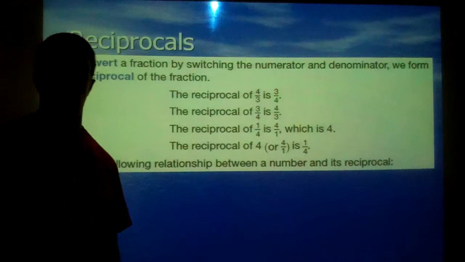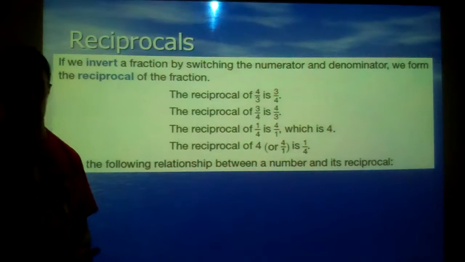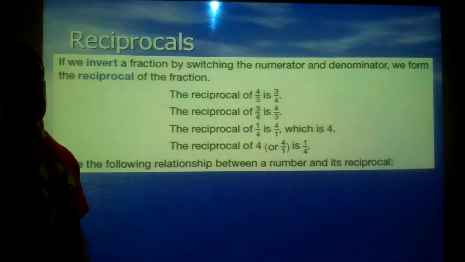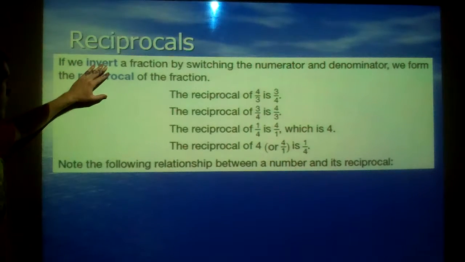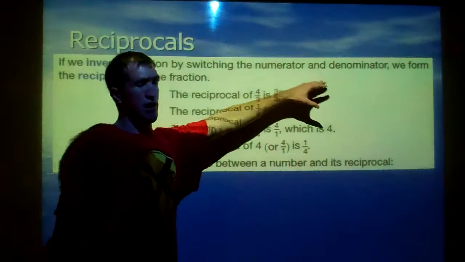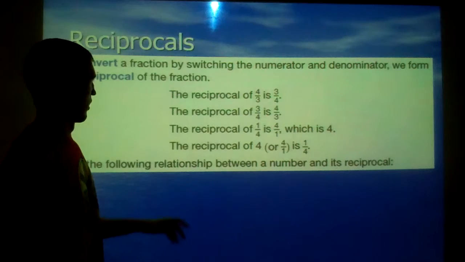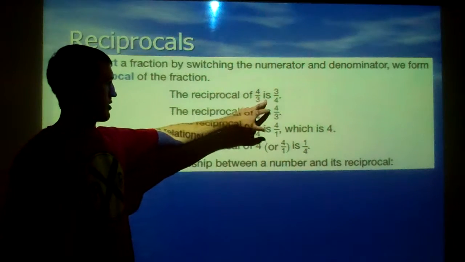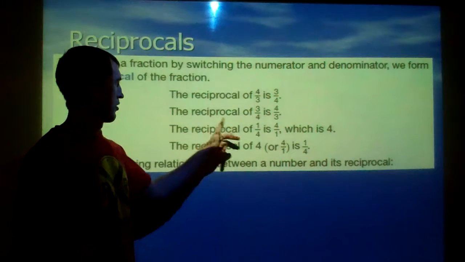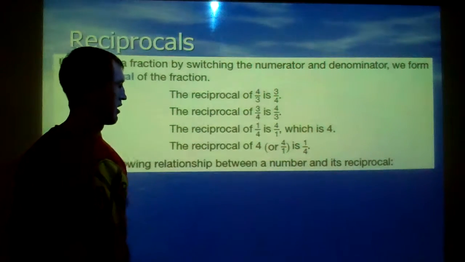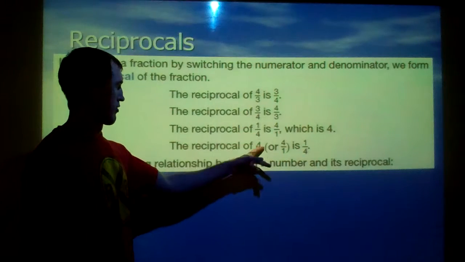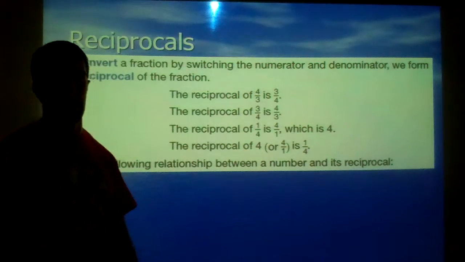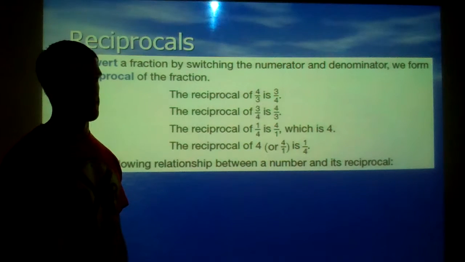Alright. One last thing we need to talk about is reciprocals. Reciprocals is basically when we invert a fraction, by switching the numerator and the denominator. So we can see the reciprocal of 4 over 3 is 3 over 4. The reciprocal of 3 over 4 is 4 over 3. The reciprocal of 1 over 4 is 4 over 1, and 4 over 1 is 4. Any number can be put over 1, and it's the same thing, 4.